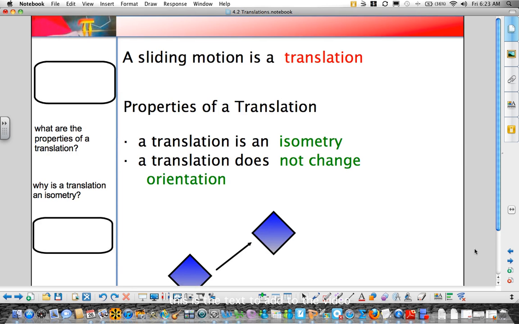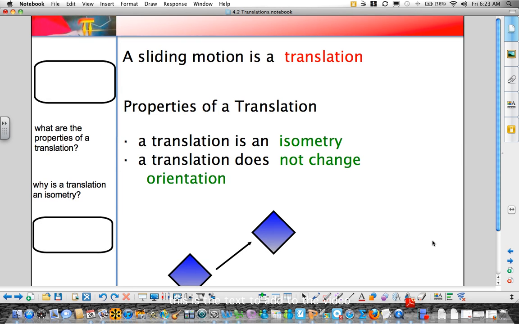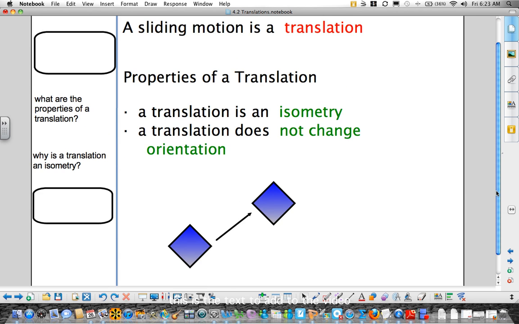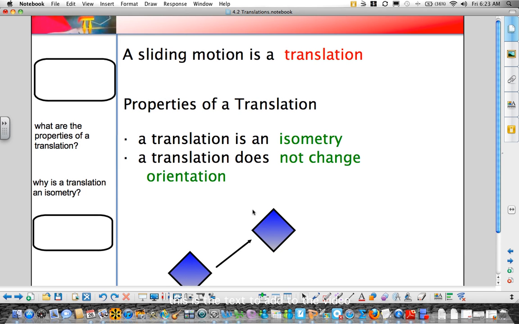Okay, when we look at something that slides, any kind of sliding motion, that is called a translation. We're not going to rotate it, we're not going to flip it, we're just going to slide something from one location to another location. And when we do that, we call that a translation.